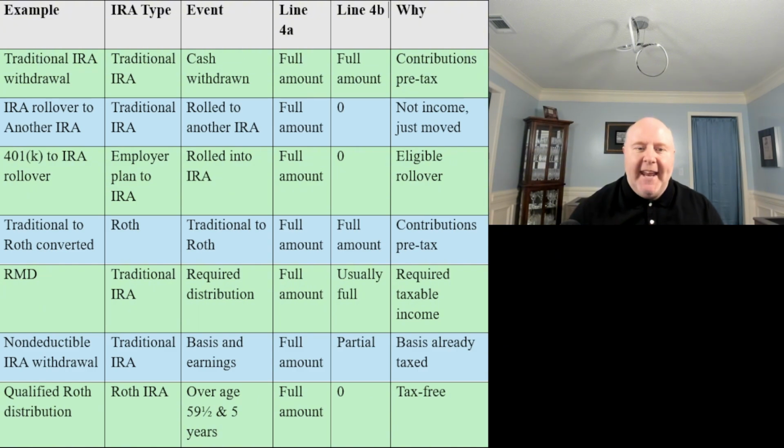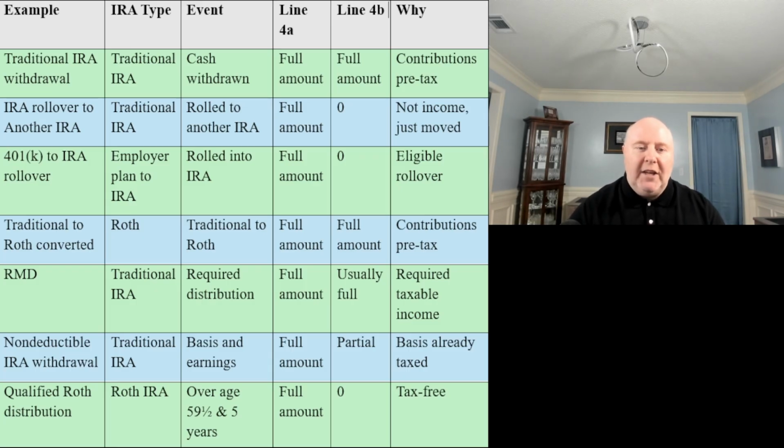So let's go ahead and see. We have a traditional IRA withdrawal. With our traditional IRA, we're making contributions before tax. So when we take it out, we're going to have to pay taxes on it, right? The full amount, both our contributions and the growth. So if we look at the green box, the first one, we're going all the way across: traditional IRA withdrawal, and then line 4A, the full amount, our entire withdrawal, and then we're also going to put the full amount on line 4B because it's going to be taxable.